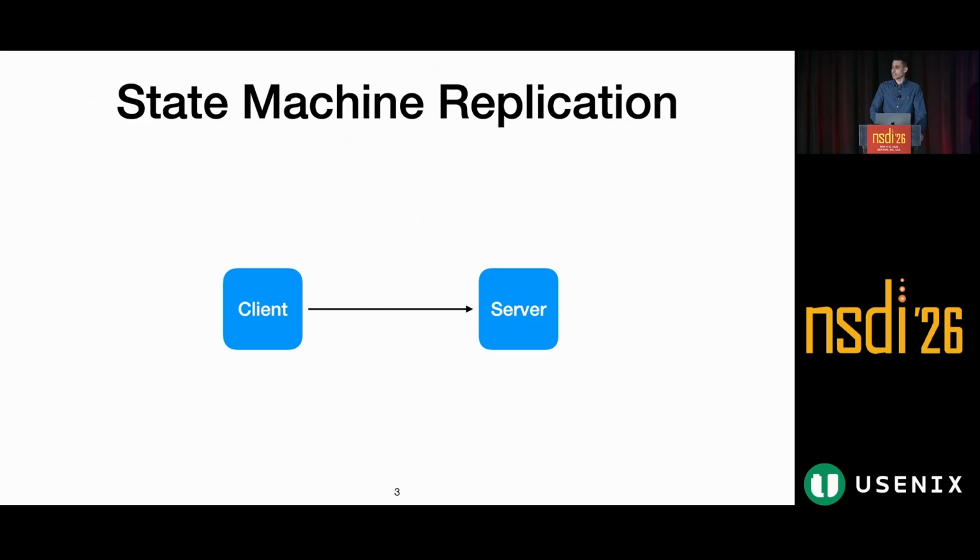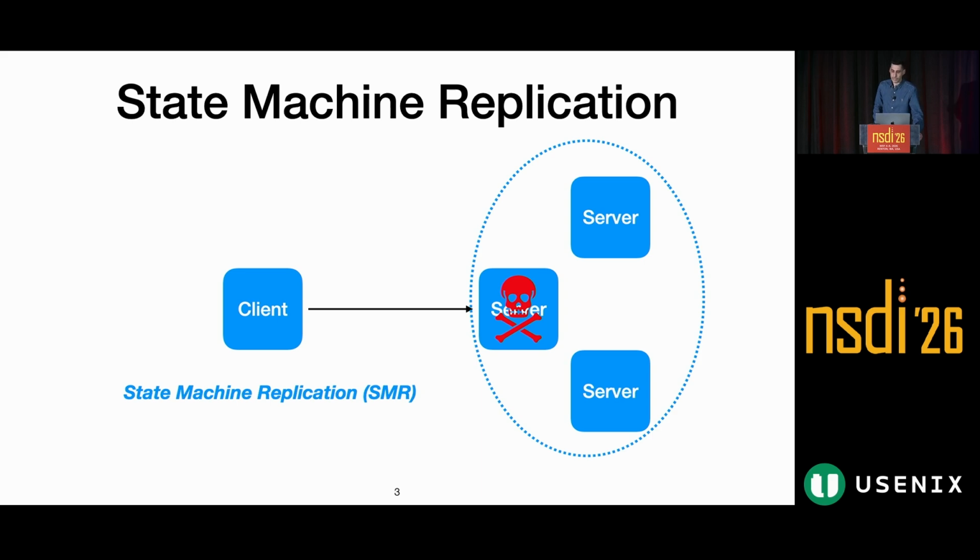In a client-server setup, the client sends a request to a server, which responds back with an answer. And obviously, when a service is deployed on a single server and that server fails, the whole service becomes unavailable. To mitigate that and provide high availability, the standard approach is to use state machine replication. In state machine replication, the service is replicated across many servers, and then even if some of the servers fail, the service is still available to clients.